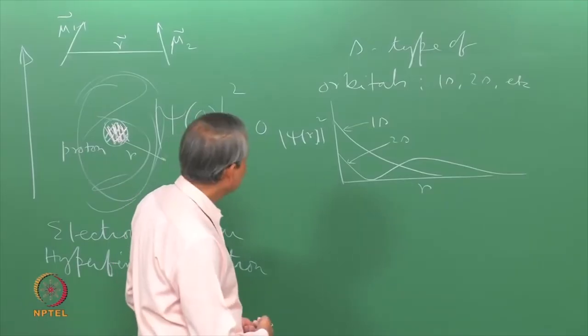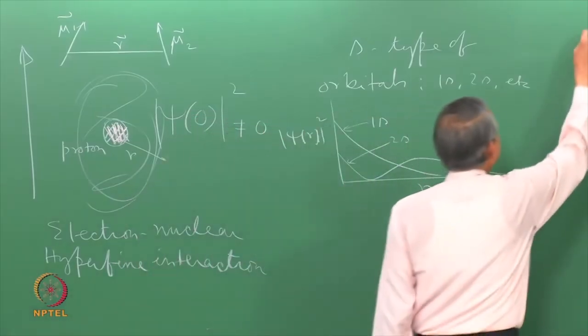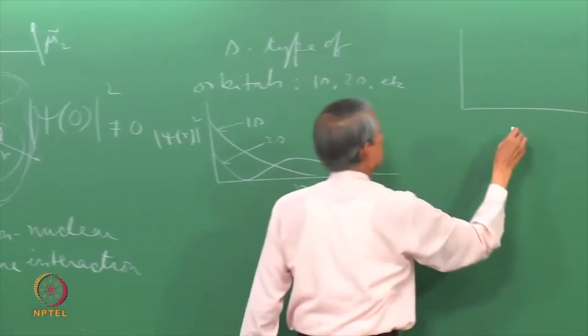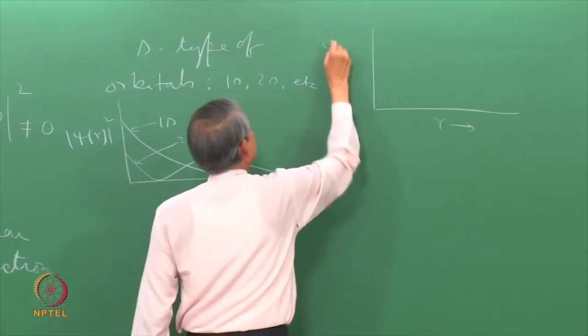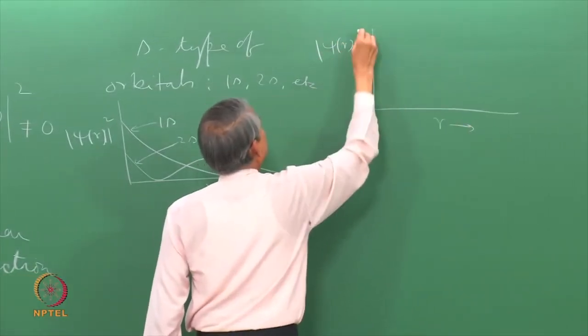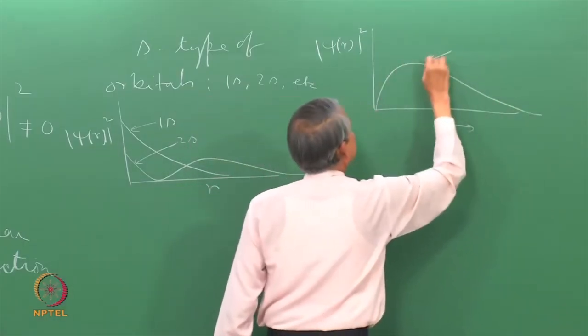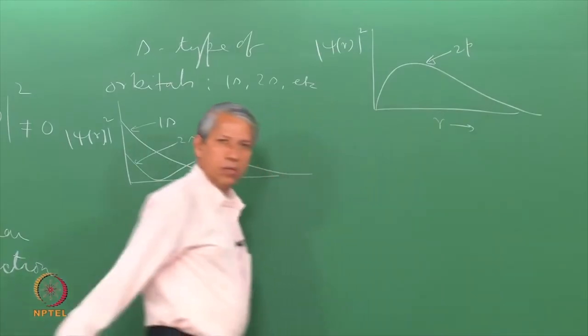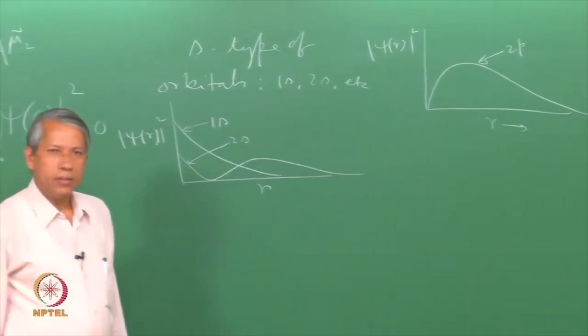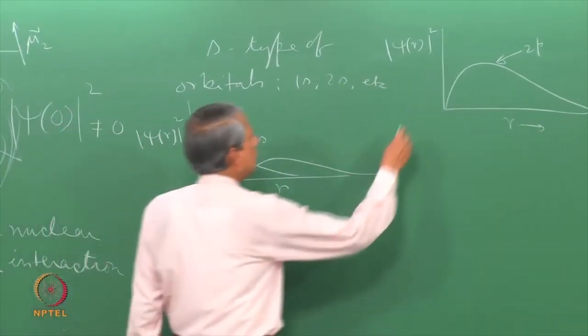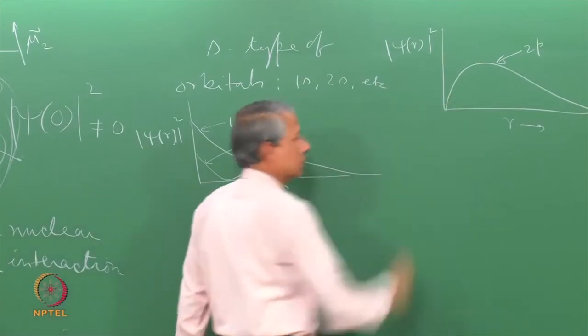In contrast, if we take other type of orbital, let us say p orbital, this is the 2p orbital. Similarly, d and other orbitals. Here, at the nucleus, the probability is exactly 0.